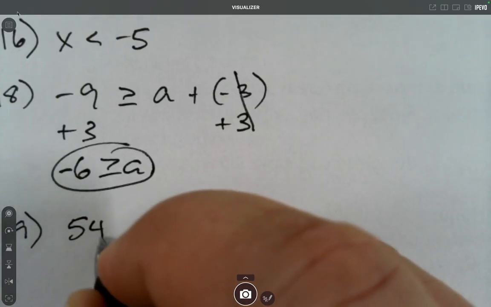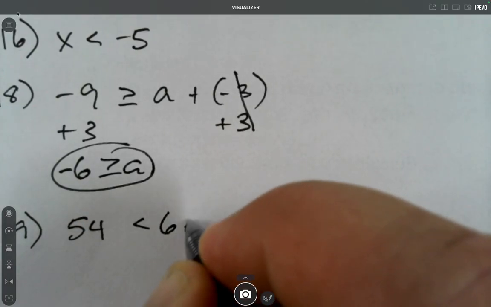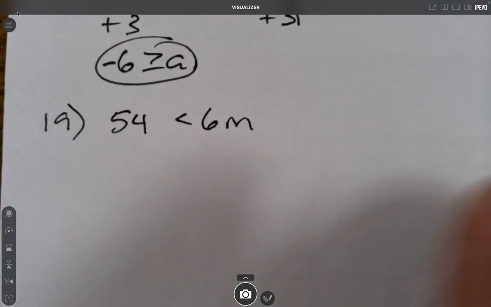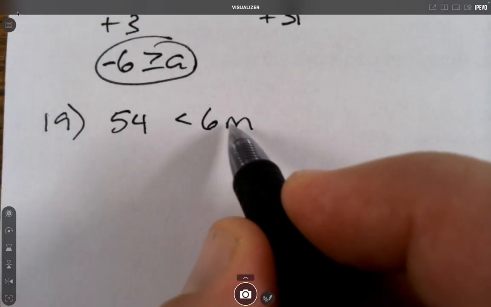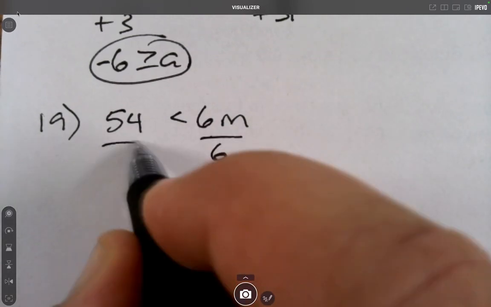19: 54 is less than 6m. So the 6m term is already by itself, but it does have a coefficient. It's being multiplied by 6, so we do the opposite and we divide by 6.